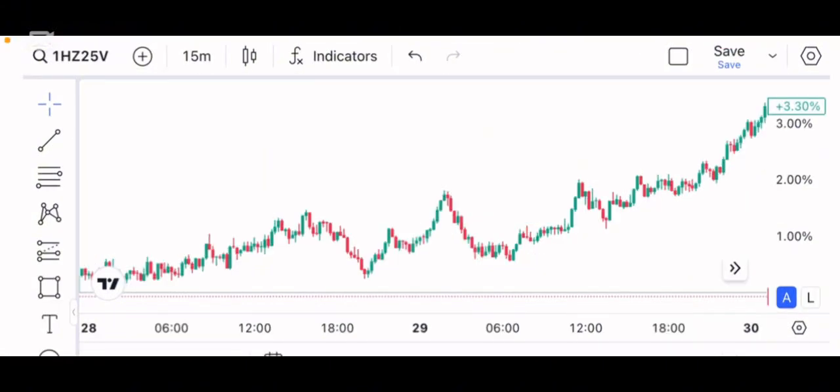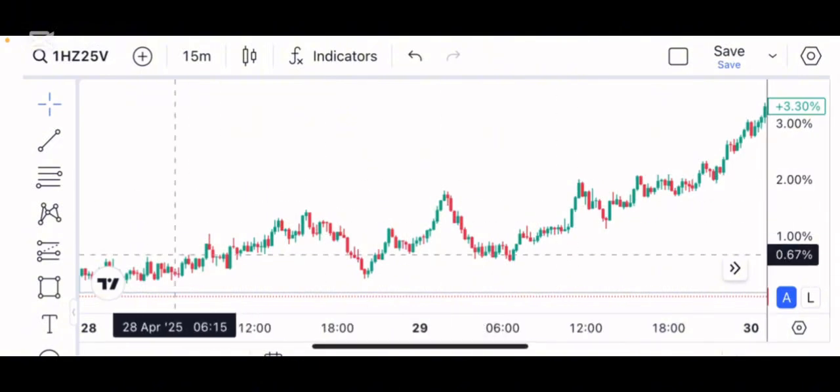All right, guys, let's take a look at this example. I'm sure you can't see it right now, but I want to show you something very important. Now, look at this. You can see the price obviously is in an uptrend, right?